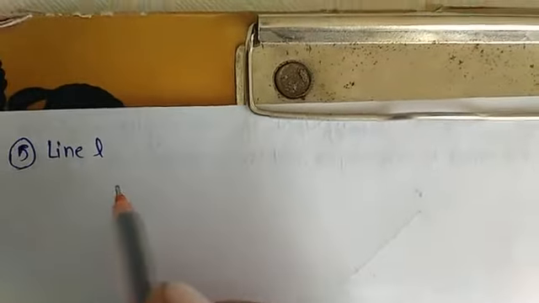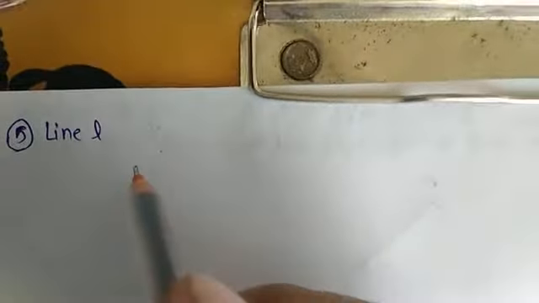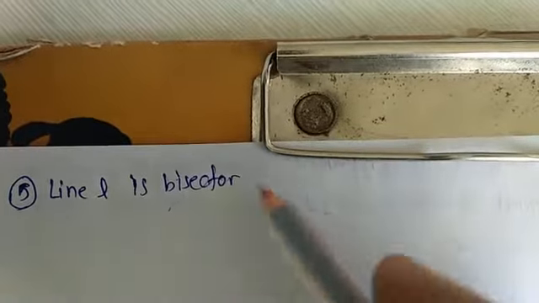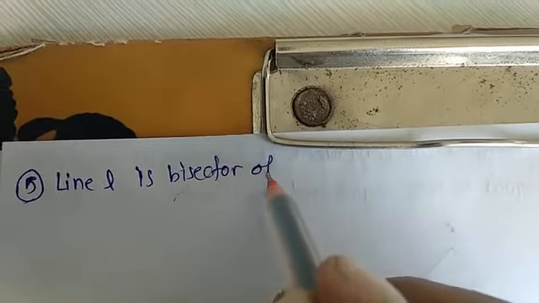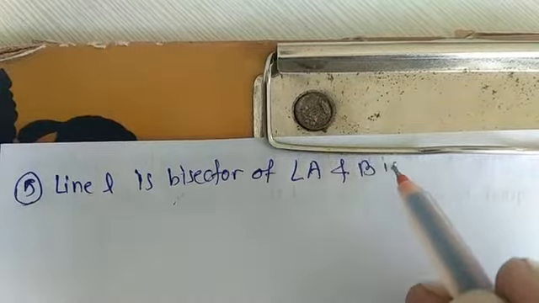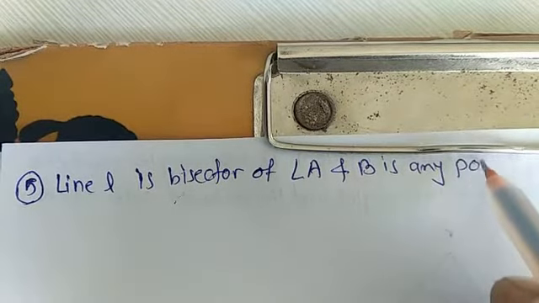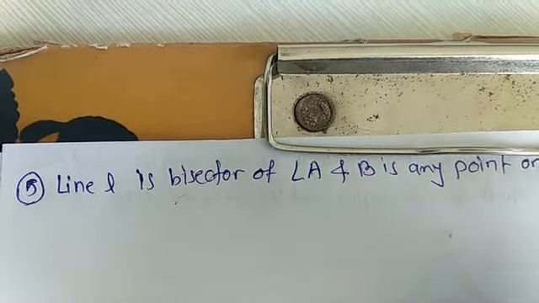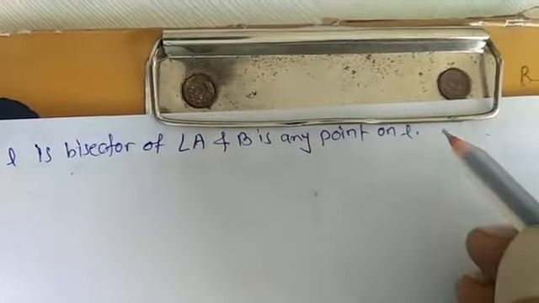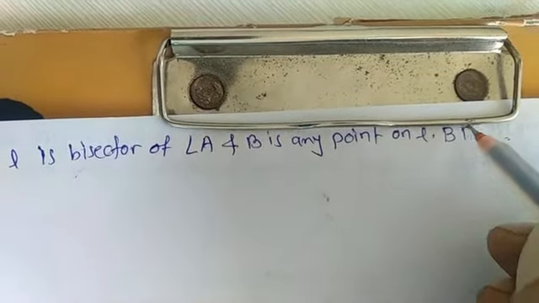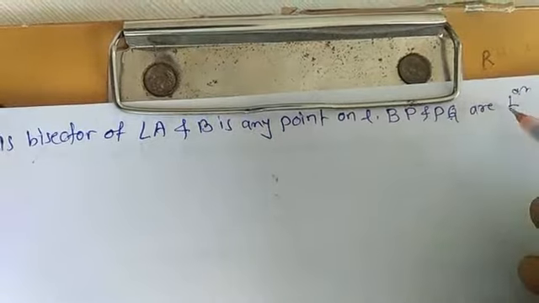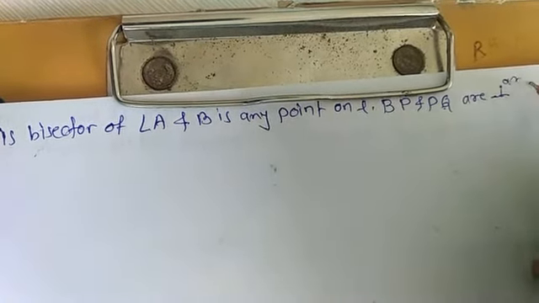Now consider example number 5. In that it is given that line L is the bisector of angle A, and B is any point on line L. Next, it is given that BP and BQ are perpendiculars from B.